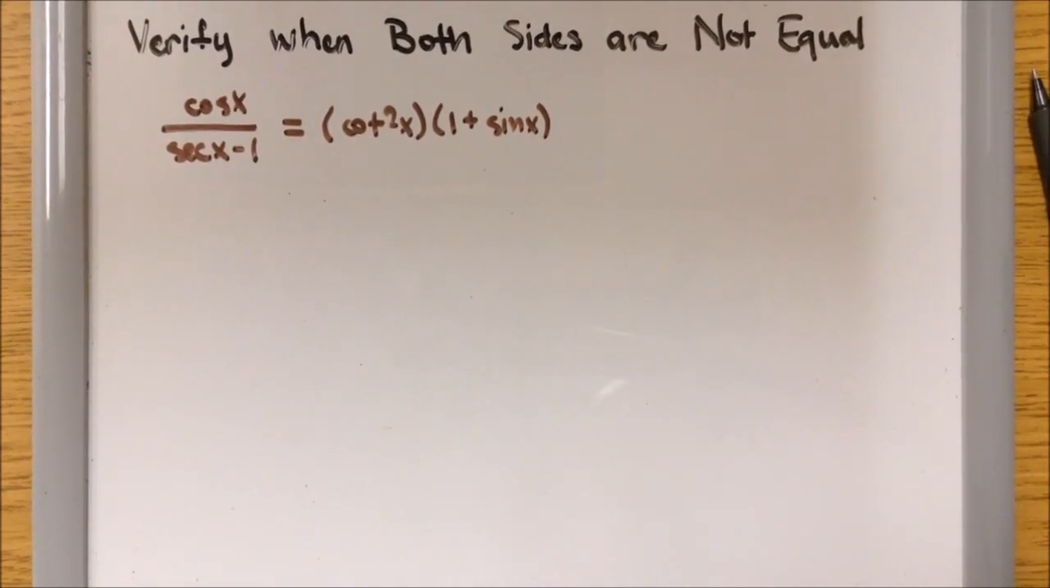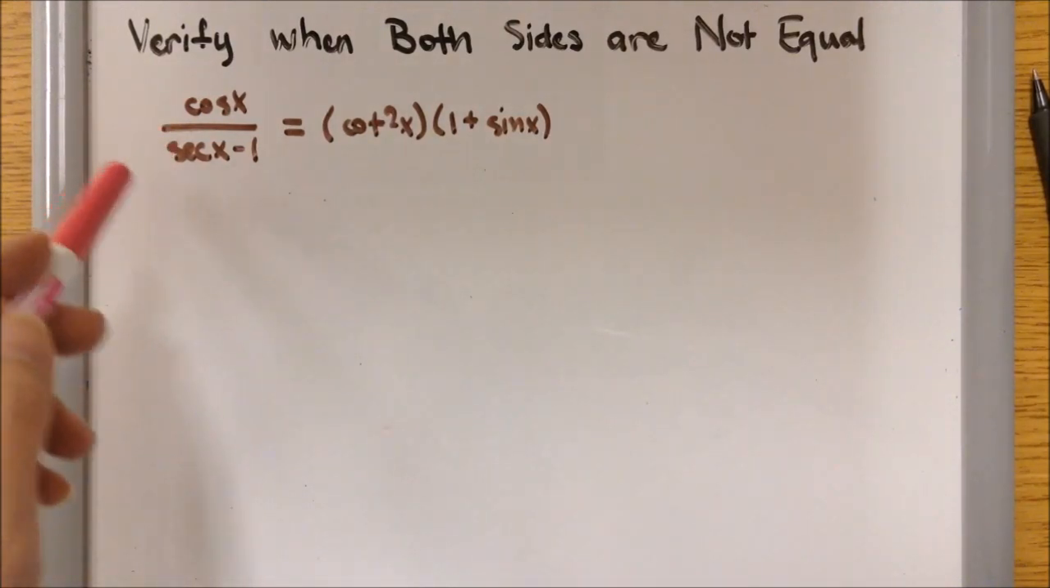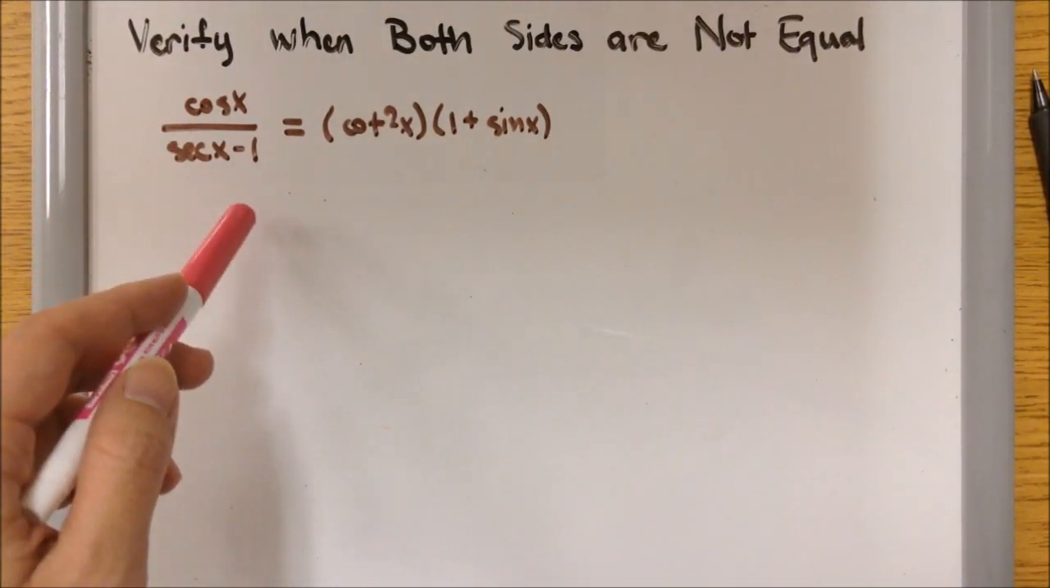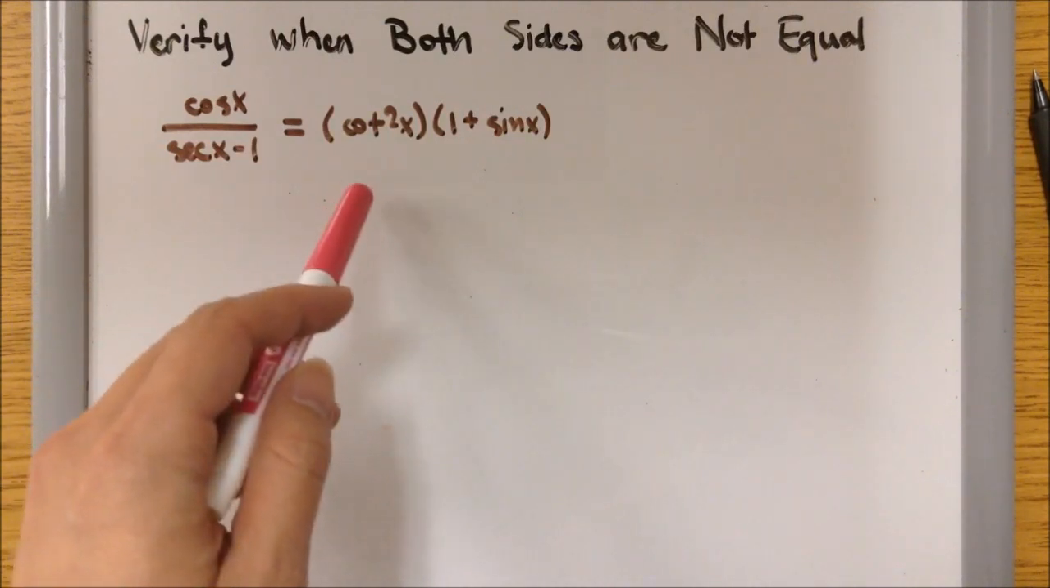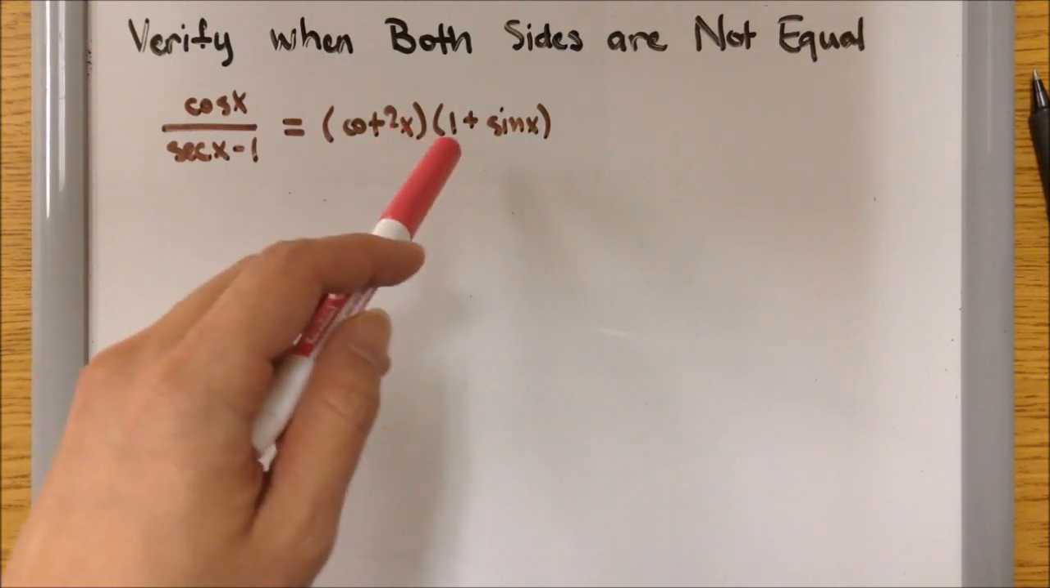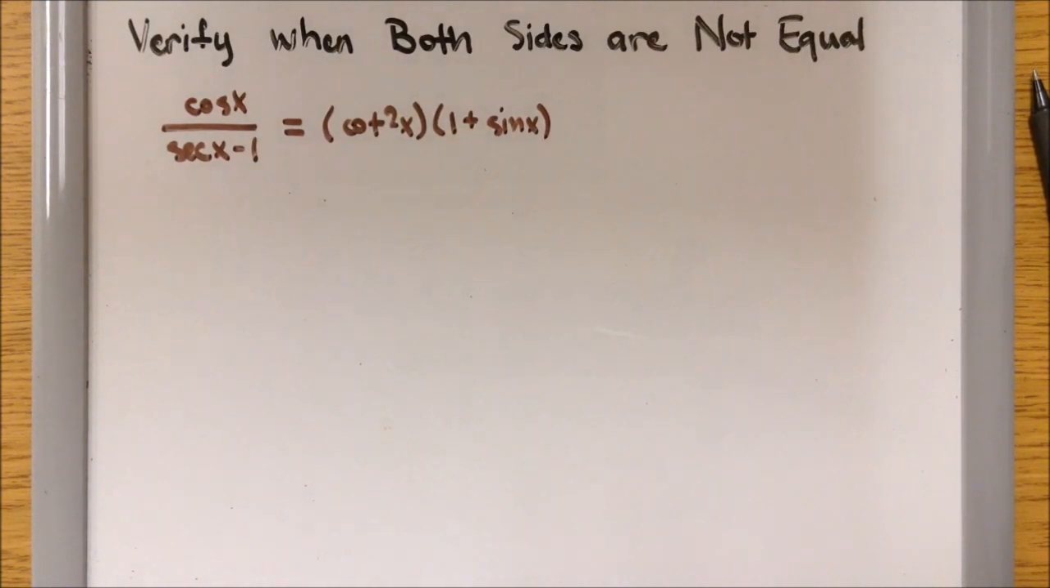So in this section, we're going to check when verifying trig identities if it's going to be the same on both sides. So before, we always worked on the complicated side and see if it equals the other side. So in this example, we have cosine x over secant of x minus 1 equal cotangent square x times 1 plus sine x. So typically we're going to work with the fraction side, the most complicated side.